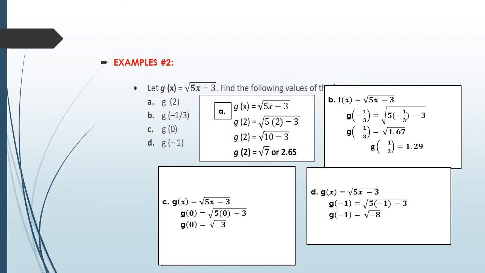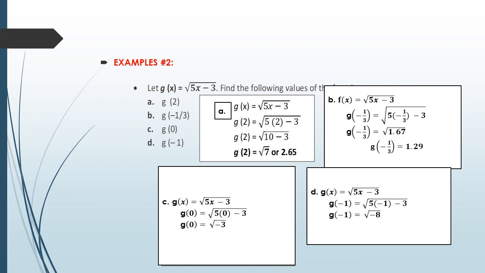Okay, next. Letter C. G of x is equal to square root of 5x minus 3. So, yan po ulit yung ating given para sa example number 2. So, let's solve. G of 0 is equal to square root of 5 times 0 minus 3. So, g of 0 is equal to square root of negative 3. So, that's the answer in letter C.